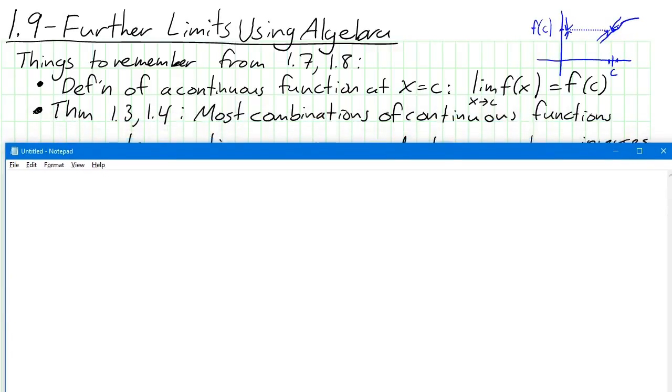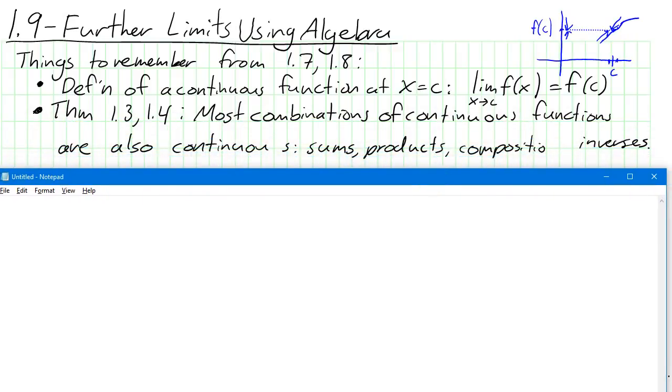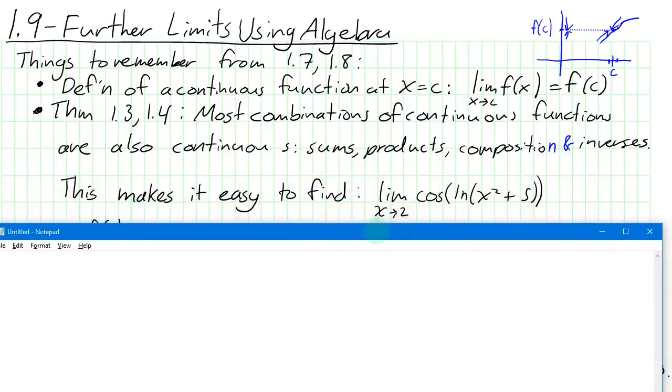And here's some more stuff about continuous functions that's important. So most combinations of continuous functions are also continuous. If you sum two continuous functions, the result is a continuous function. If you multiply, the result is a continuous function. If you do function composition, like plugging one function into another, and also inverses of continuous functions are also continuous.